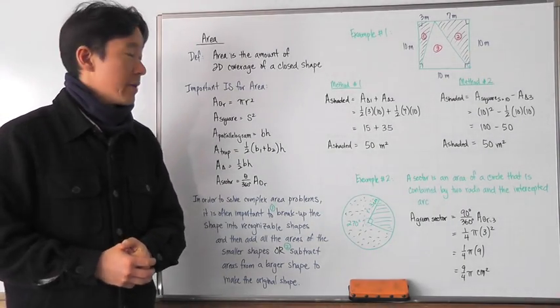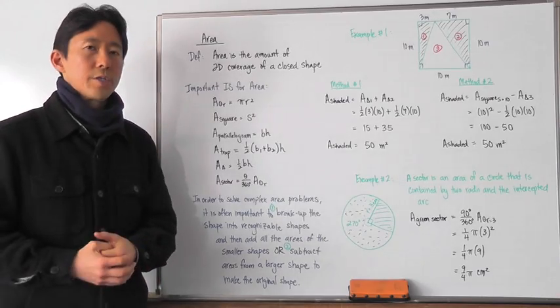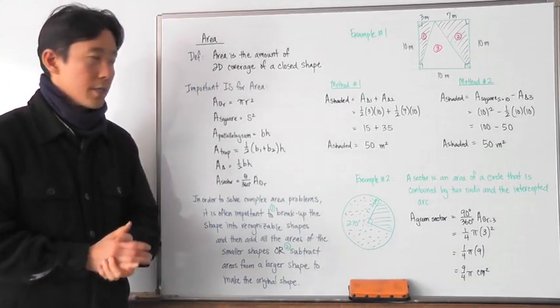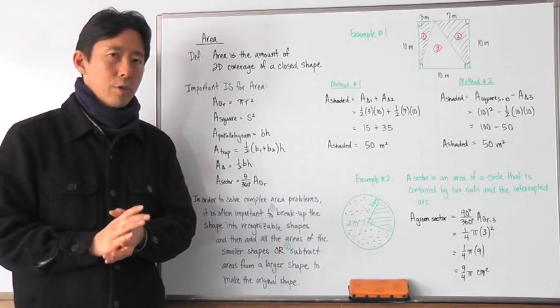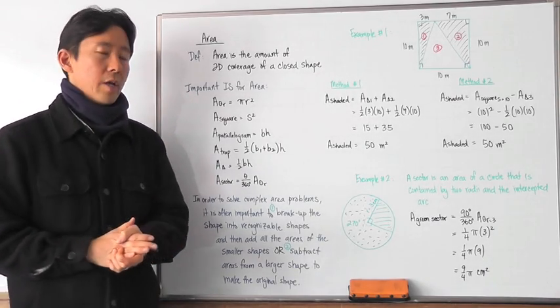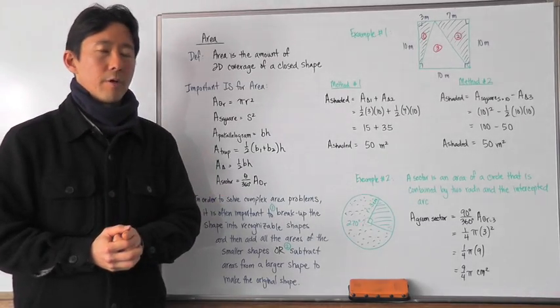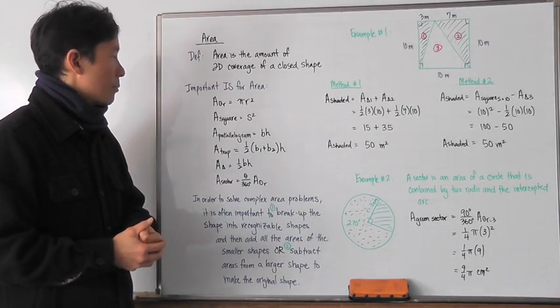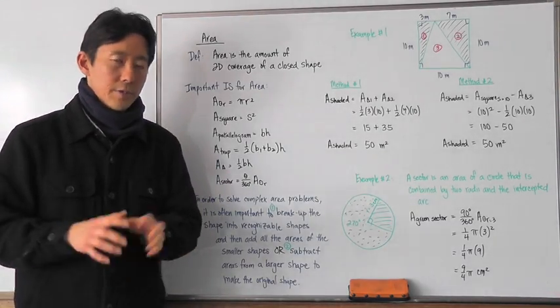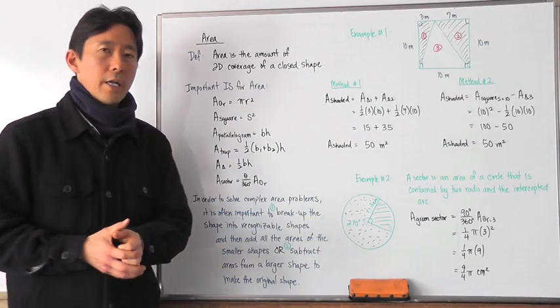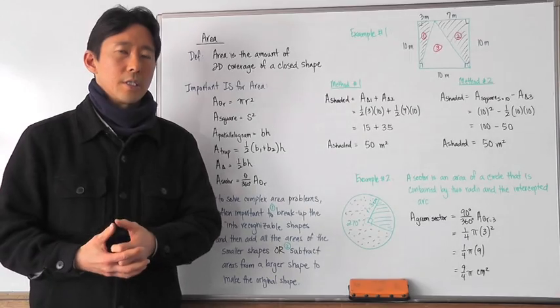Hello everyone, let's go ahead and take a look at the next section, which is going to be called area. Now, by definition, area is the amount of two-dimensional coverage of a closed shape. Now, I think most of you are familiar with area, and the important thing is for us to remember all of the different initial statements that are needed in order for us to calculate area based upon the shape that's given.